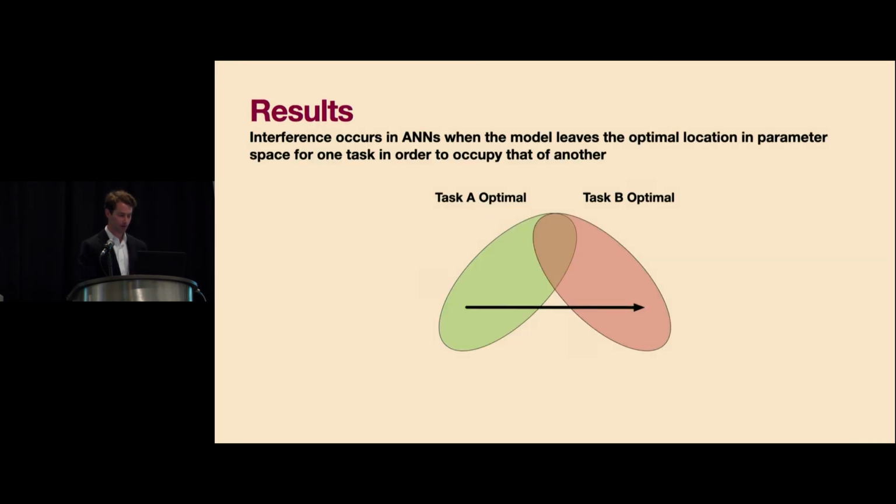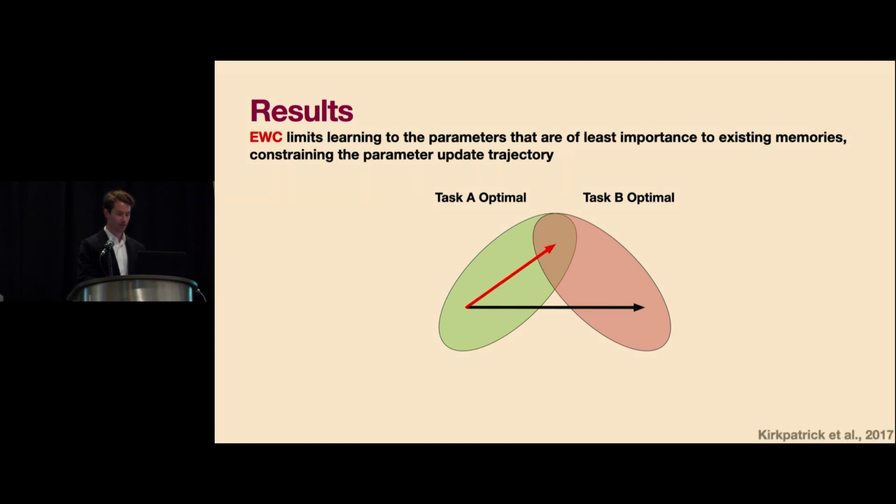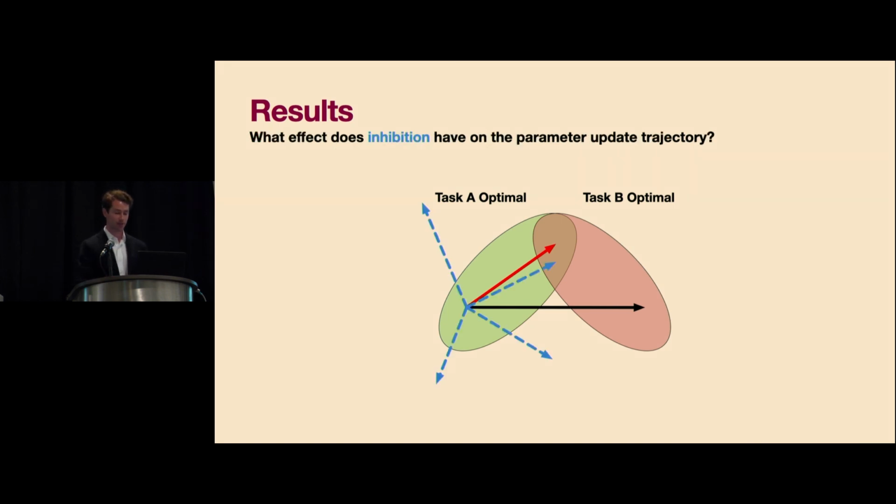And to explain what I'm on about, I'm going to return to this diagram, which illustrates how interference occurs in artificial neural systems when the model leaves the optimal location in parameter space for one task in order to occupy that of another. Back in 2017, Kirkpatrick and colleagues explained that their algorithm, elastic weight consolidation, mitigates this issue by constraining the parameter update trajectory such that the model moves to the location in parameter space that mutually satisfies both tasks. Given that the model with inhibition also mutually satisfies multiple tasks, it may be logical to think that it is incentivizing a similar parameter update trajectory. However, this has not been confirmed.